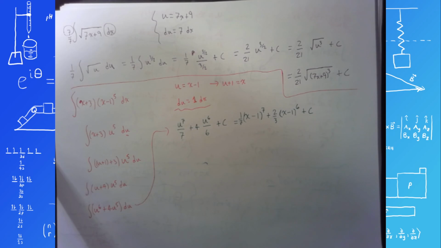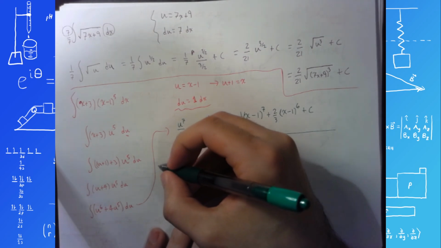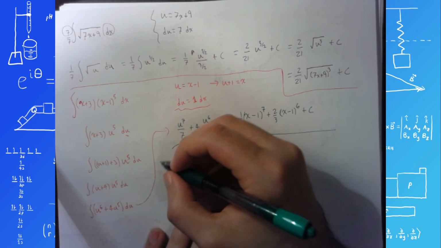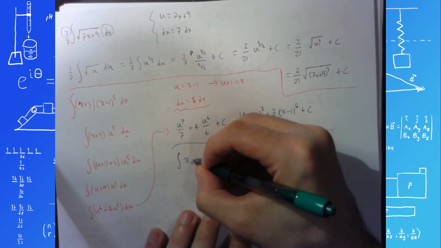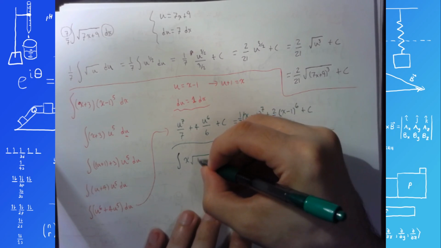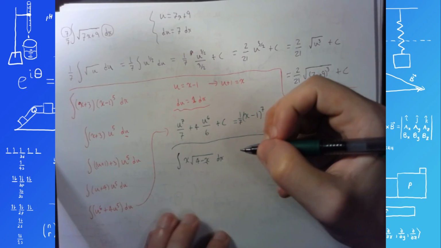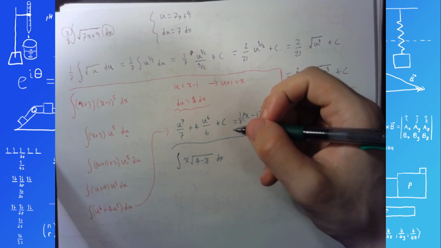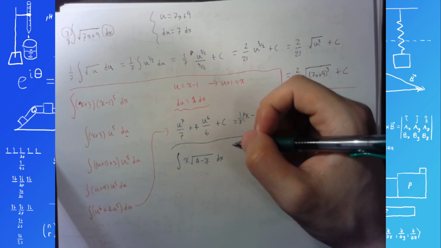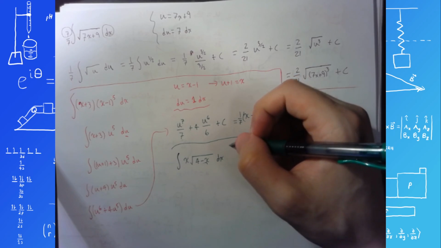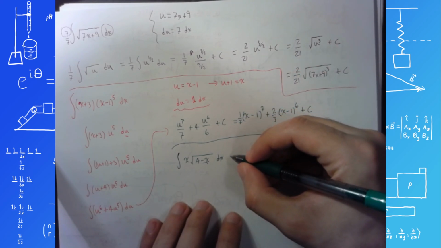So the next one says take the integral of x times the square root of 4 minus x. Integral of x times the square root of 4 minus x. Okay, so I want to simplify what's inside the square root. That would be my best option. So let's see if we can do that.